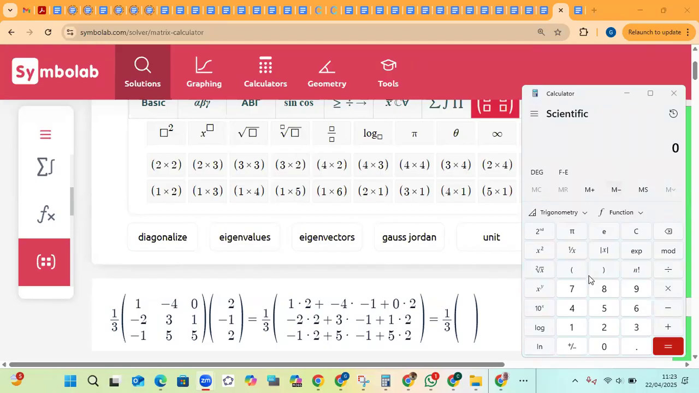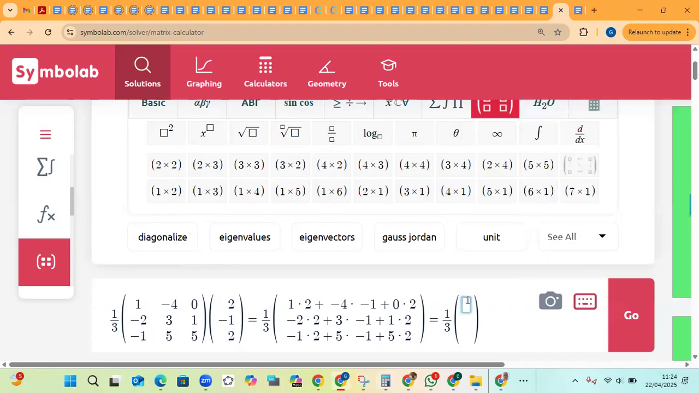So here we go. 1 times 2 plus a negative 4 times 1 times negative 1 plus, well, 0 times 2 is 0. So that's 0. So our first answer there is 6.